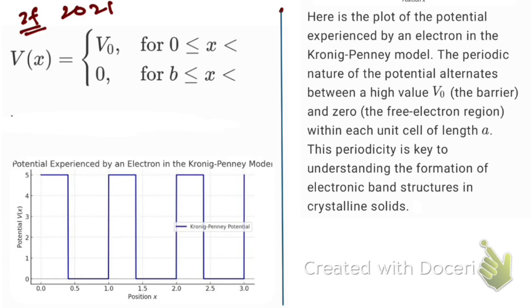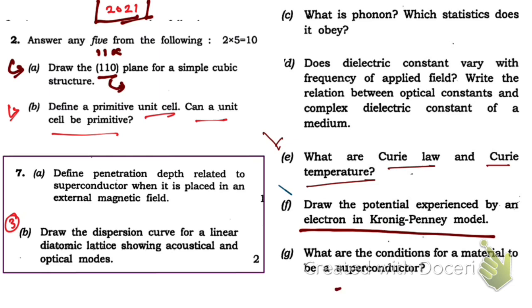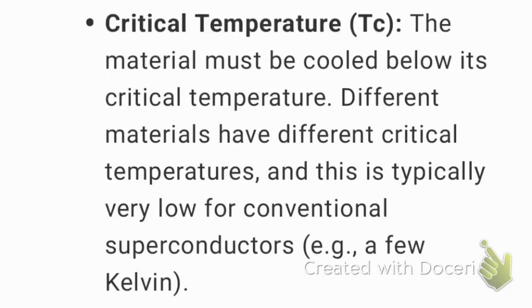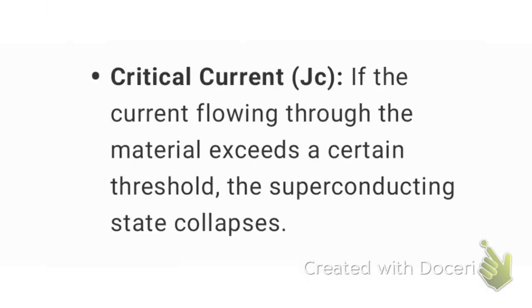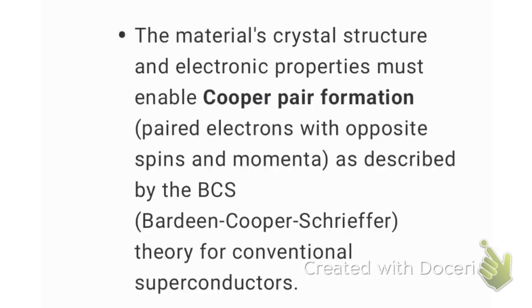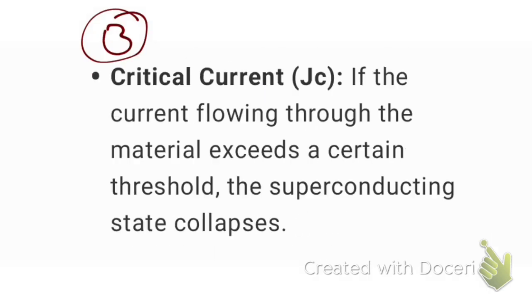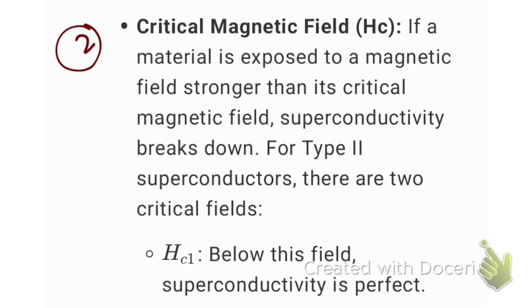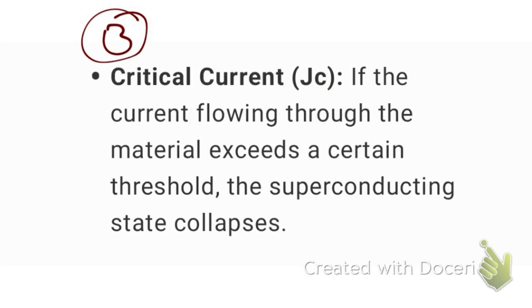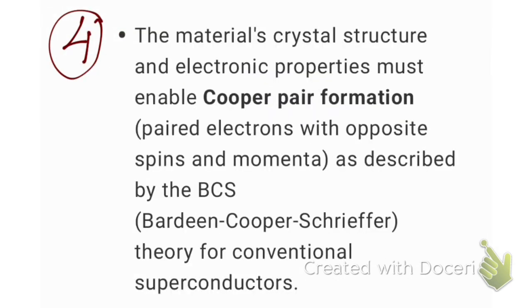Now the next question is, what are the conditions for a material to be a superconductor? So let me write the conditions. These are the conditions for a material to be a superconductor. This is the first condition, this is the second condition, this is the third condition, and this is the fourth condition. So these are the four conditions. Let me show you again one by one. This is the first one, take the screenshot. This is the next one, and then this is the third, and the last one is this. These are the conditions. Okay, now let's move on to the next question.